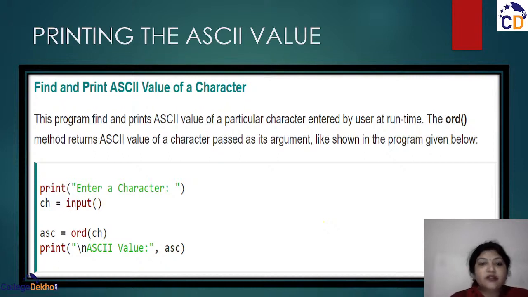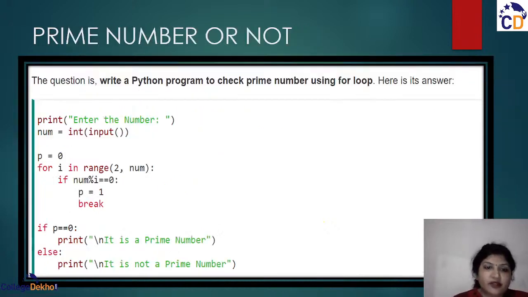If I want to print the ASCII value of a, or lowercase b, which function can we use? We can use the ord function to get the value of any character.